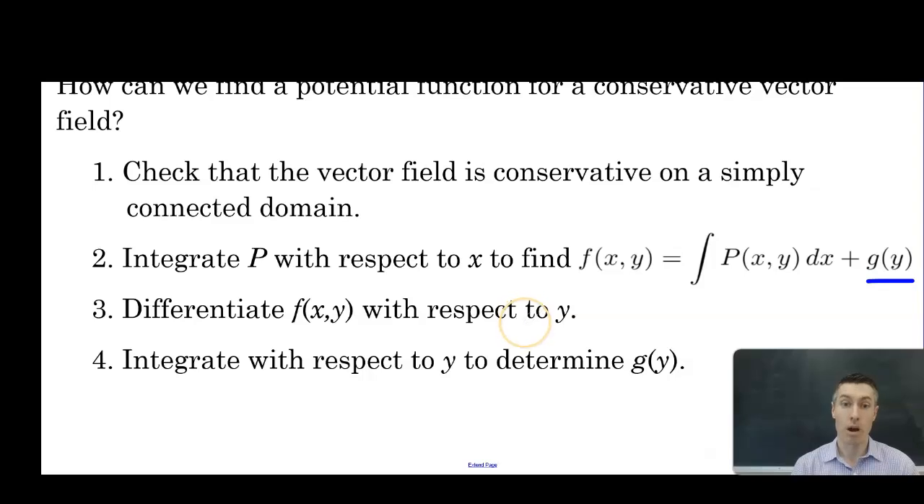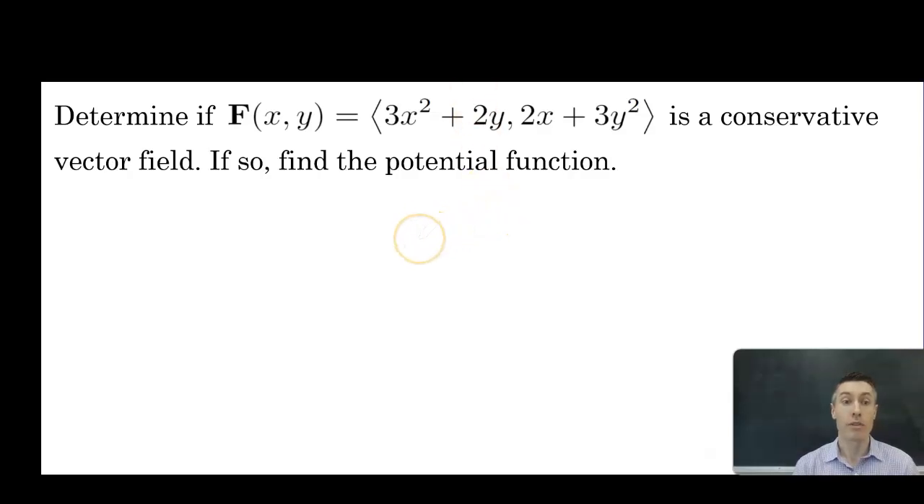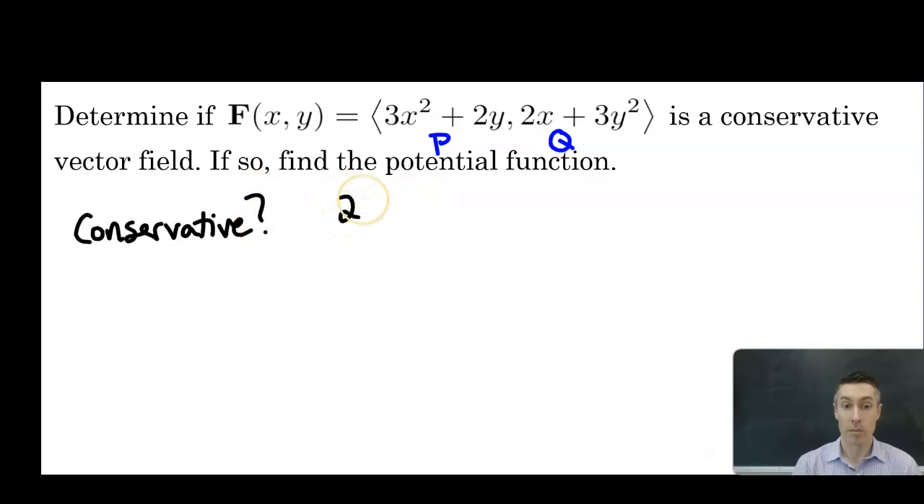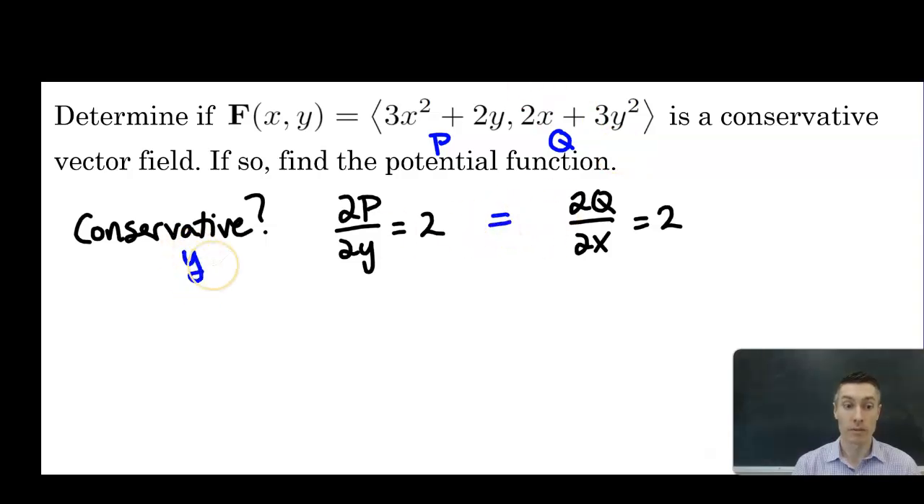Let's do an example to walk through this and make a little bit more sense of it all. So determine if the vector field F, which is 3x squared plus 2y, 2x plus 3y squared, is a conservative vector field, and if so, find the potential function. Okay, so this is P, this is Q. So the first thing we're going to check for that conservative question is the partial of P with respect to y is equal to 2. Partial of Q with respect to x is also 2. Since they're equal, the answer to the question is yes, we have a conservative vector field.